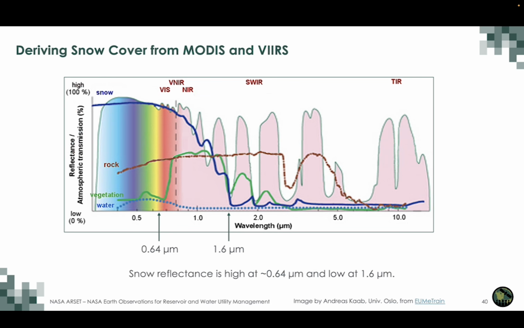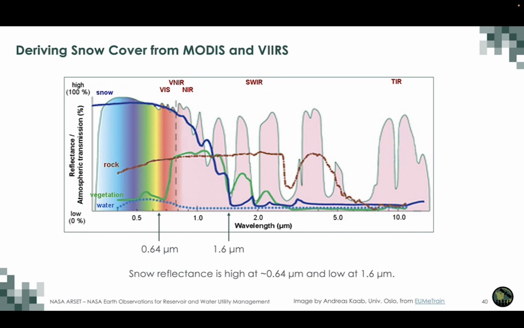So how do we actually derive our daily snow cover maps from these MODIS and VIIRS sensors? It comes down to exploiting the specific spectral signature we just looked at. Our algorithms focus heavily on two key wavelengths. As shown here, snow has a very high reflectance in the visible red band, around 0.64 micrometers, but a very low reflectance in the shortwave infrared band, near 1.6 micrometers. We use that contrast between these two specific bands to calculate the Normalized Difference Snow Index, or NDSI. This index is the mathematical engine behind our automated snow mapping.